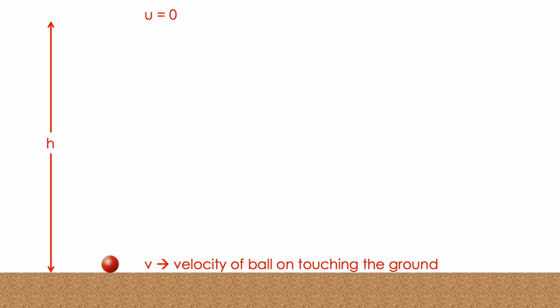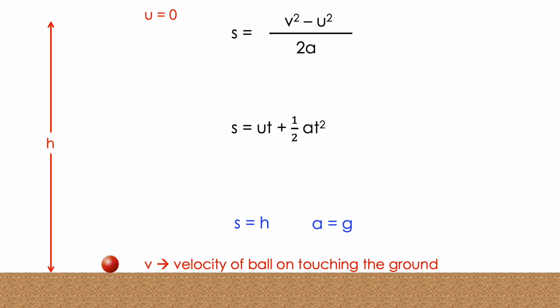So we can use the equations s is equal to v square minus u square upon 2a and s is equal to ut plus half at square. In this case, s, the displacement, is the height h, the acceleration is the acceleration due to gravity g, and of course the initial velocity is equal to 0. So therefore the equation s is equal to v square minus u square upon 2a becomes h equals v square upon 2g, and the equation s is equal to ut plus half at square becomes h is equal to half g t square.